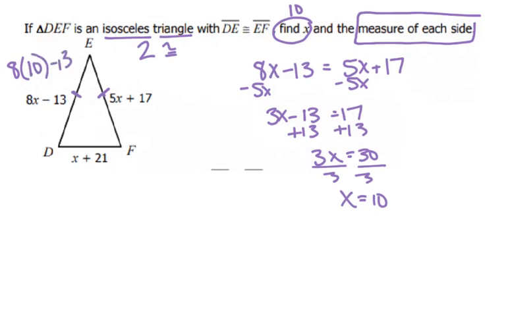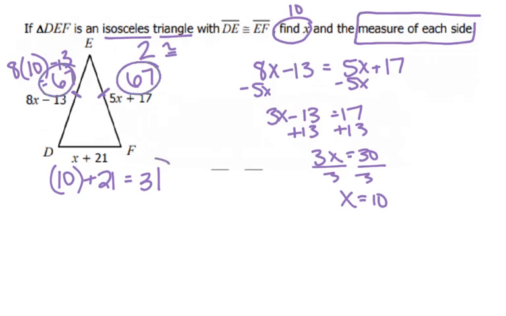So I get that this is equal to 67. I don't really have to plug into this other side because I know they're equal, so that one's also 67. But the one at the bottom, I don't know what it is until I plug it in. But it's really easy to find, so 31. So I found that x equals 10, and I found the measure of each side. There are 3 sides to a triangle, and so I've done everything the problem asked me to do.